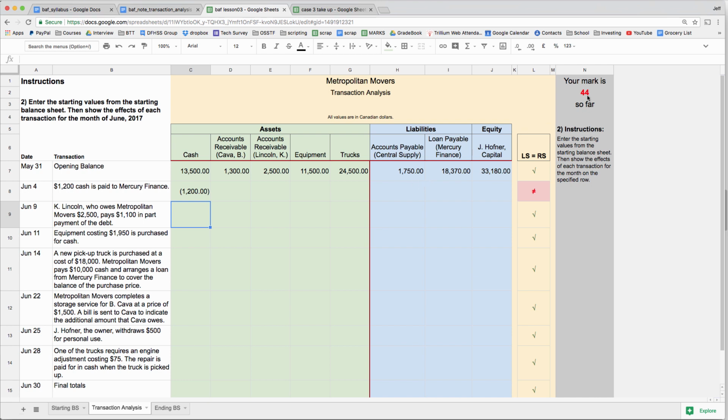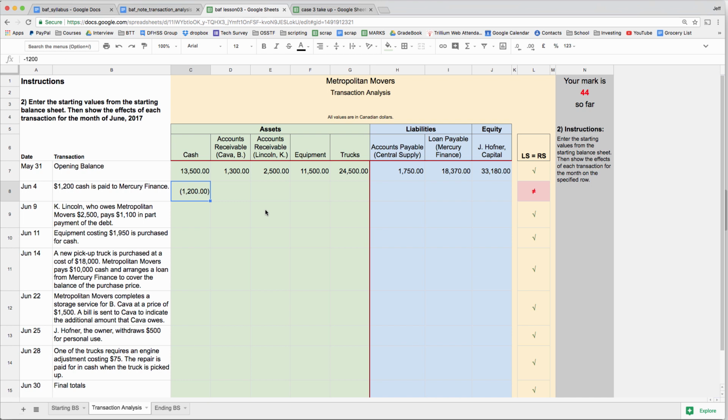Now, if you watched, my mark went up from 41 to 44% done. So that was correct. This doesn't mean it's wrong. It just means the line currently does not balance. So somewhere I need to get this to balance. So what does Metropolitan Movers have more of and less of? It has less cash. Does it have more or less of anything else? Well, it has to. Question is, what is it?